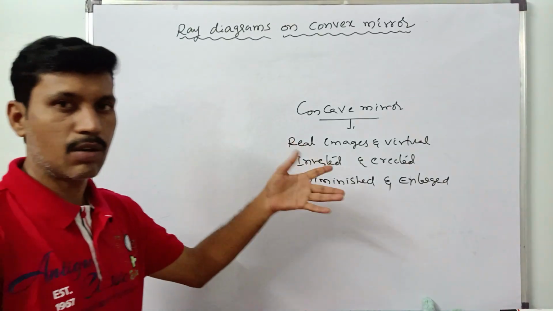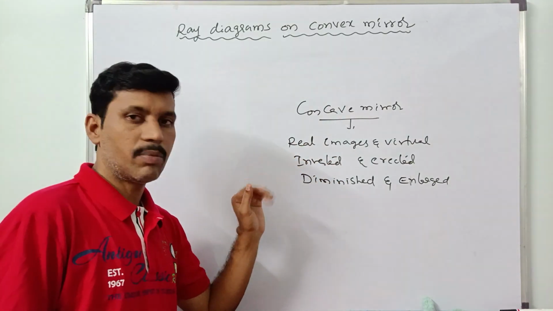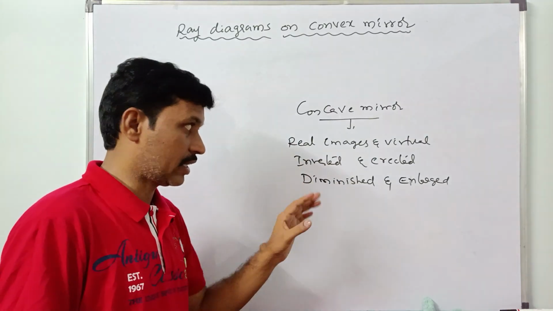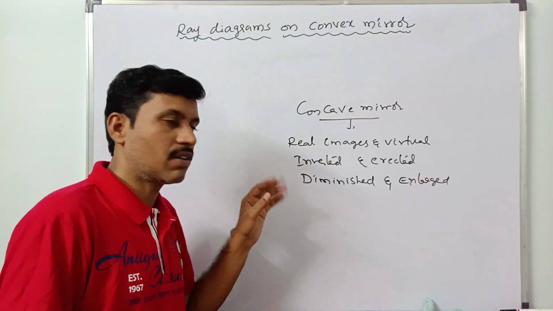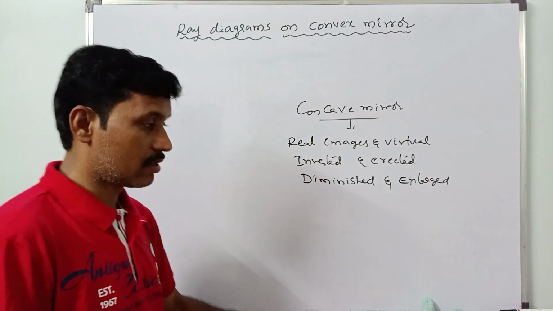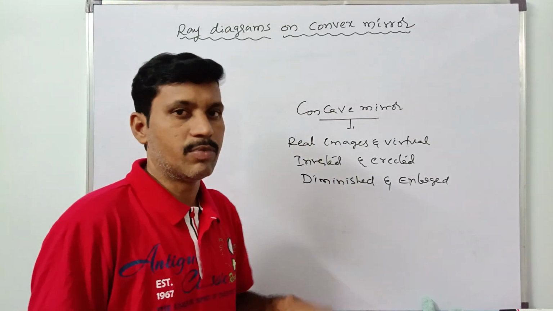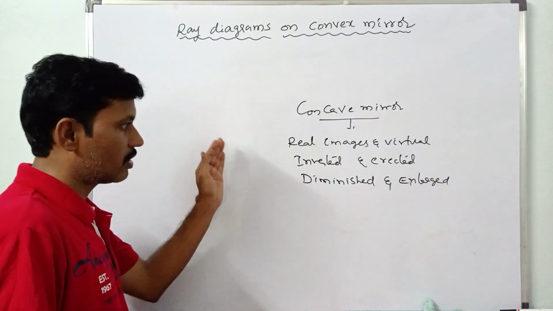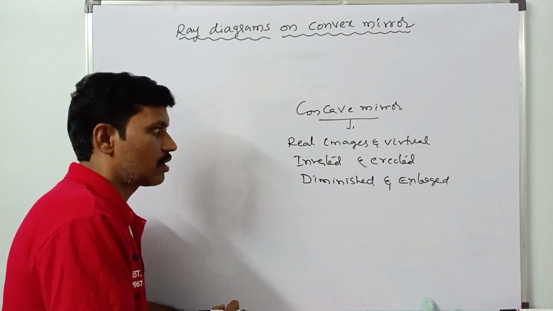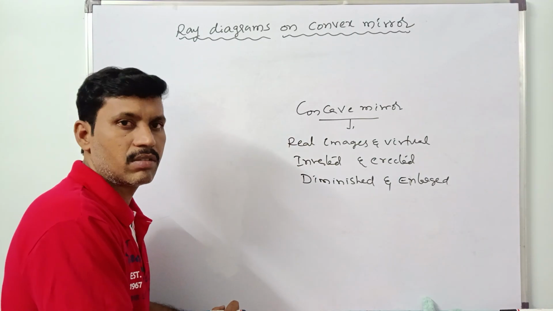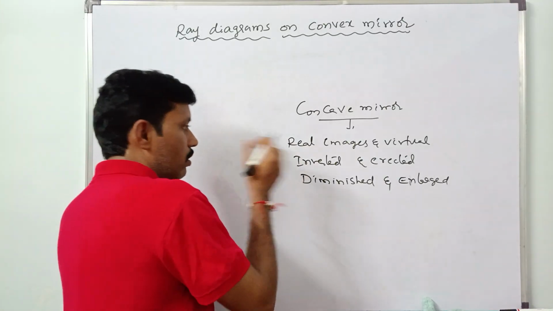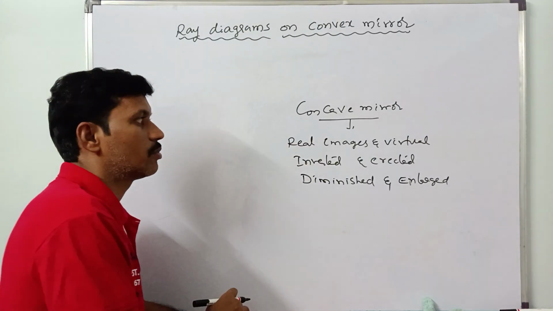So in case of concave mirror, real and virtual images, inverted and erect images, diminished and enlarged images are formed depending on the position of the object. That means when the object is placed at different positions, we get real or virtual, inverted, erect, diminished, enlarged images at different image distances. Clear? So in the previous class we discussed this.